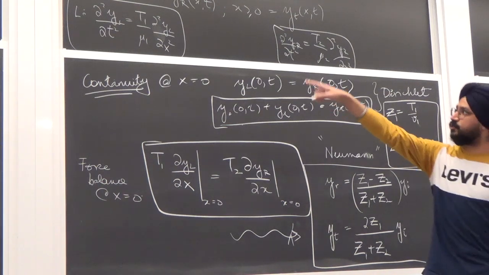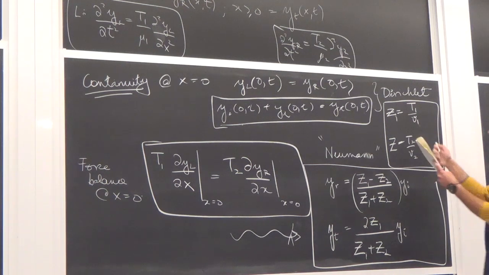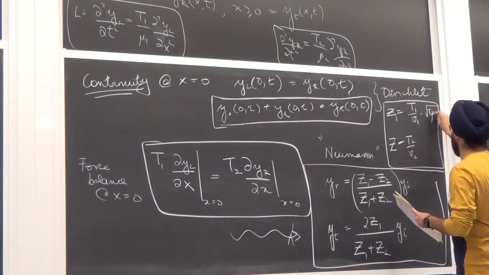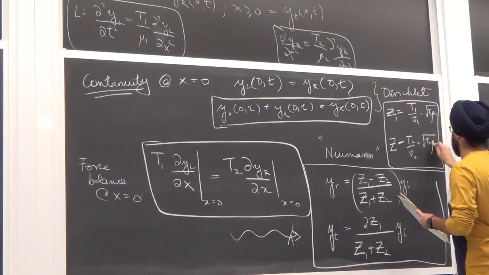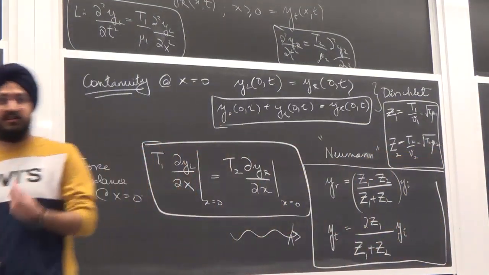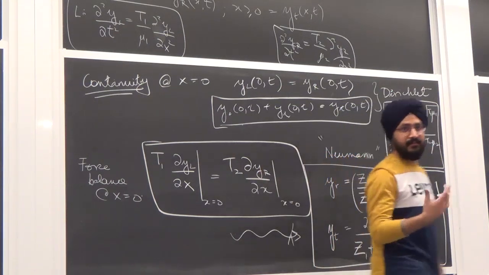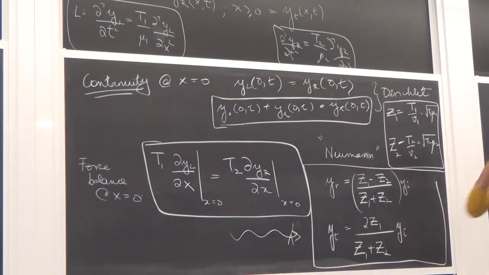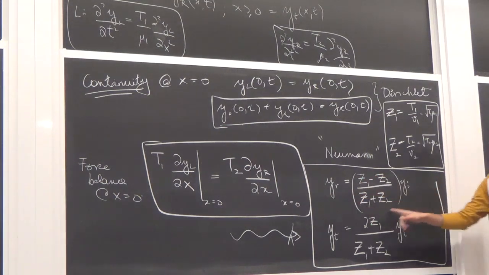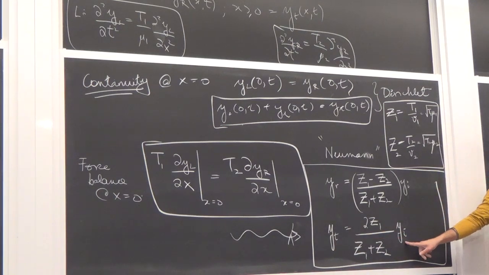v is, of course, square root T over mu again. You can plug it in. And what you find is that this comes out to be square root T1 mu 1, and this is square root T2 mu 2. And these Zs are called the impedances of that material. It depends on the tensions and the mu's. Okay? So notice two important things here. YR, the reflected wave, is some number times YI. Y transmitted is some number times YI.